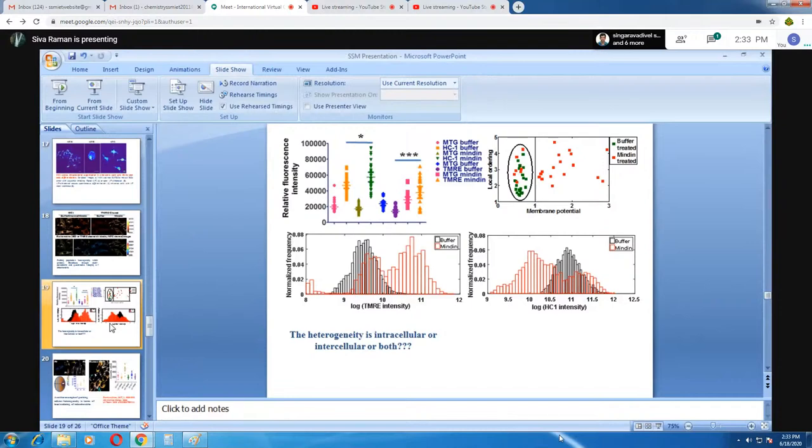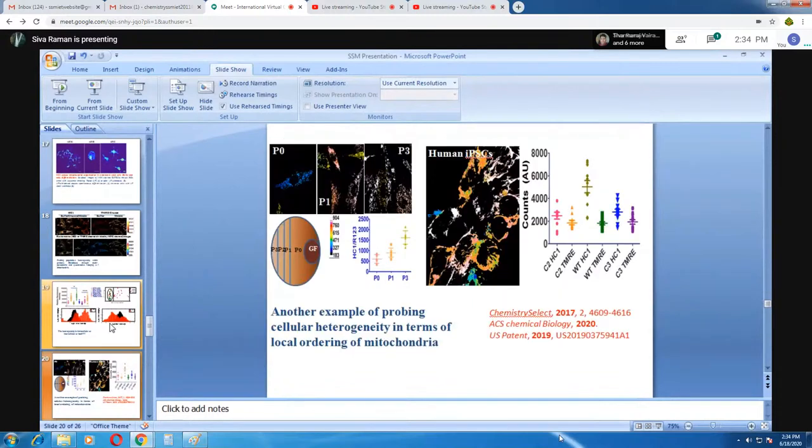Initially, biologists thought that only the mitochondrial membrane potential would affect this, but from this study we came to know that local ordering is based on the membrane potential as well as viscosity changes, and the heterogeneity inside the mitochondria also affects it. It is also affected by the membrane potential as well as the local order. Local ordering is nothing but the microviscosity changes. Then, as I already told, probing cellular heterogeneity is the local ordering of mitochondria. We just proved that.